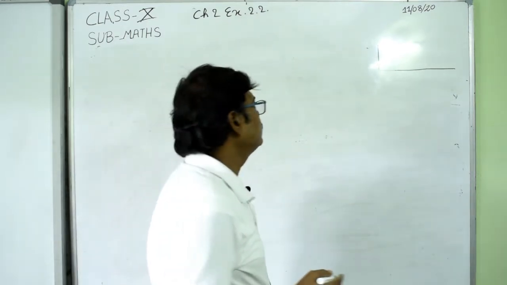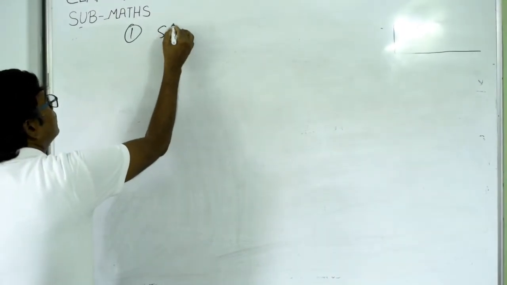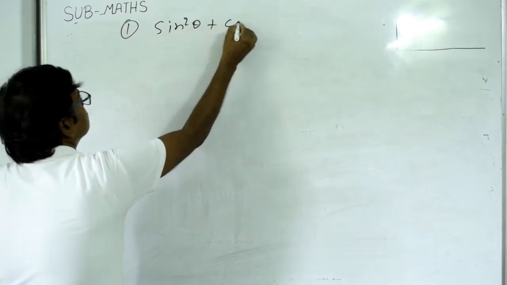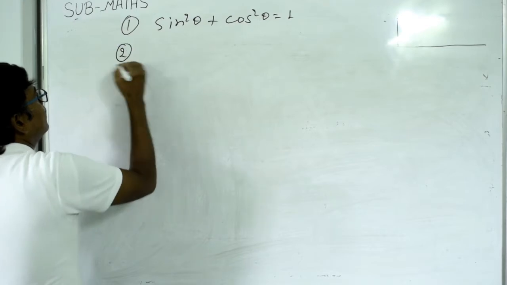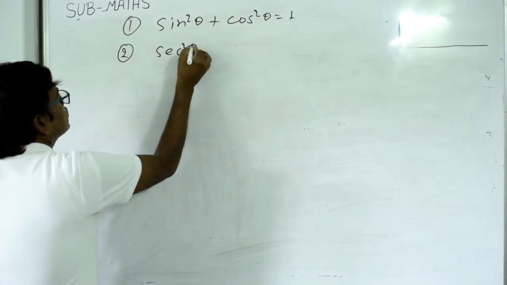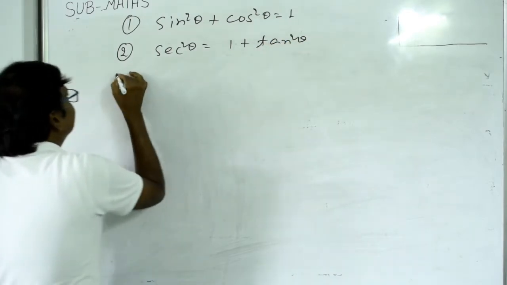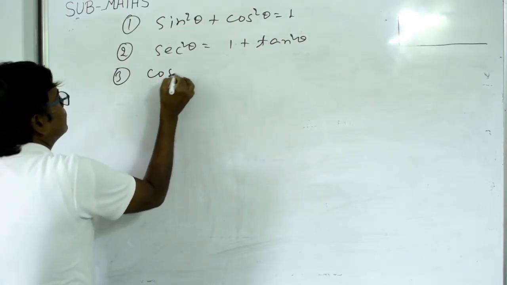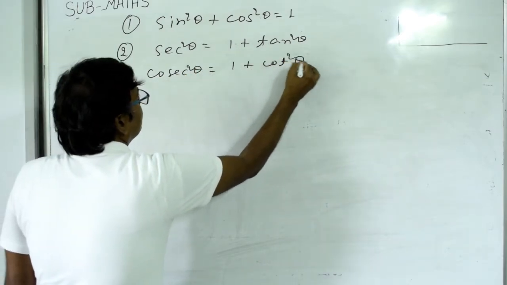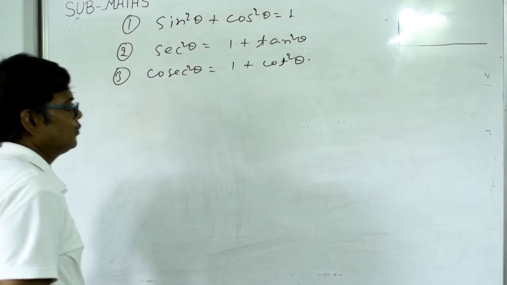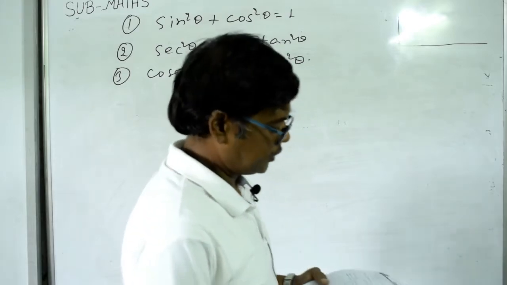there are some formulas which I will write here. The first formula is sin square theta plus cos square theta equal to 1. Number 2 is sec square theta equal to 1 plus tan square theta, and number 3 is cosec square theta equal to 1 plus cot square theta. Okay, these are the three formulas. Now let's solve some questions.